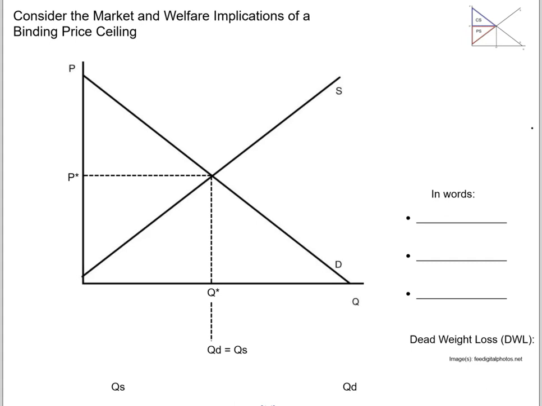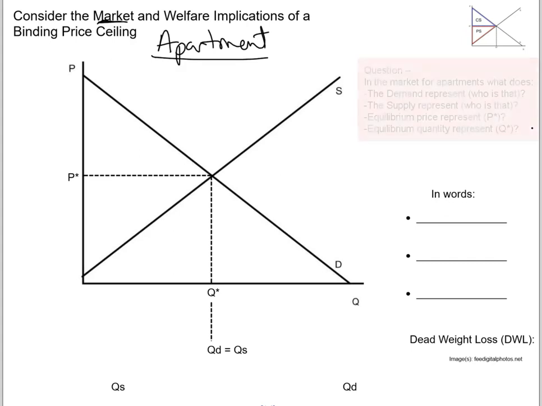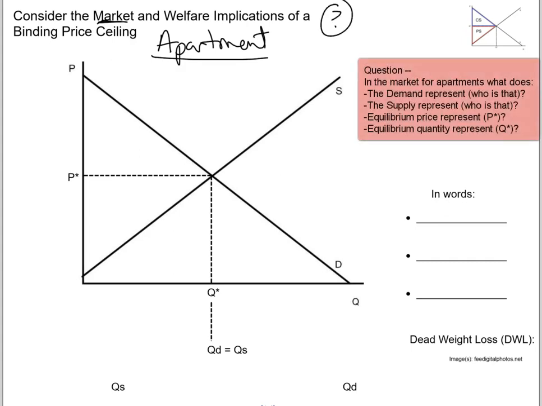We can think about some different ways. We can think about what it looks like in the market. So what we're going to do first is we're going to consider the market outcomes of a binding price ceiling. Let's again just think about this as being the market for apartments. And I want to make sure that we go through and we think about what each of these different parts represent. So a couple of questions.